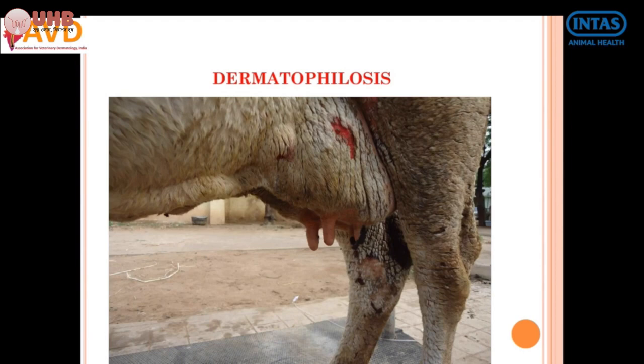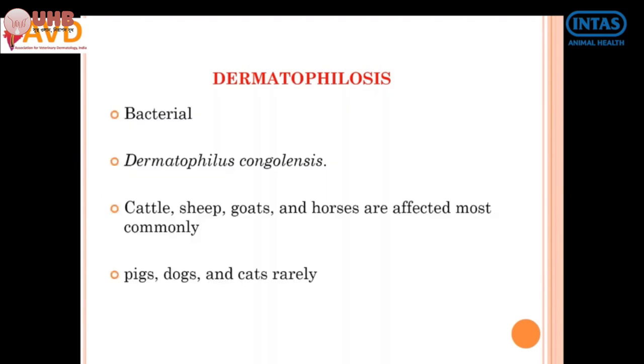So this case is a complicated one. It's a delayed presentation, and it is a generalized dermatophilosis. When this type of cases are presented, it cannot get cured. When they are presented at the earliest stage, and you are appreciating the lesions at the earliest stage, and if you start the treatment at the earliest time, the recovery will be very fast. So this is a generalized dermatophilosis.